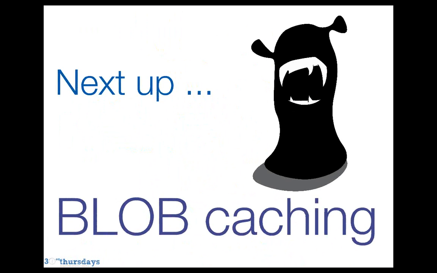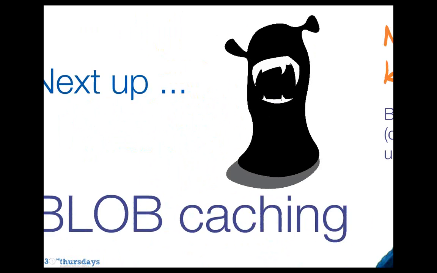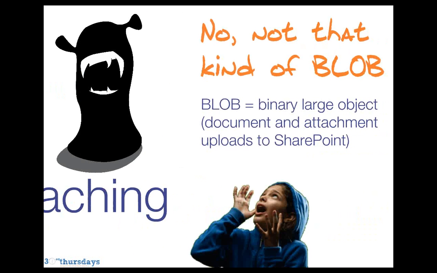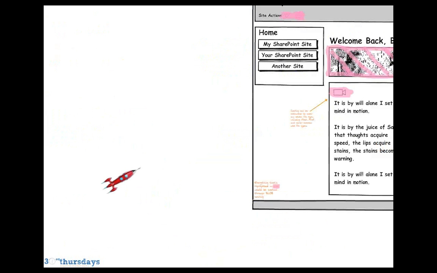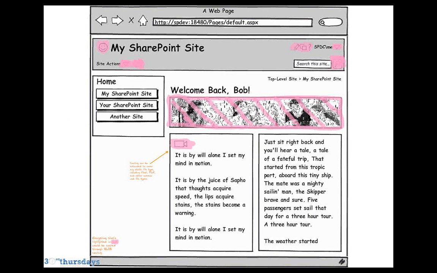So that's object caching. Next up, we have blob caching. I love the name alone, blob caching. And no, it's not that kind of blob. Blob in this case is a binary large object. These are documents and attachments that you typically upload to SharePoint, Word docs, images, things like that. This form of caching is also known as disk-based caching, and that gives you probably some insight into how it operates. So let's take a look at our mock-up.